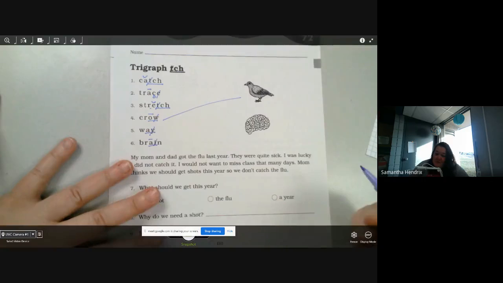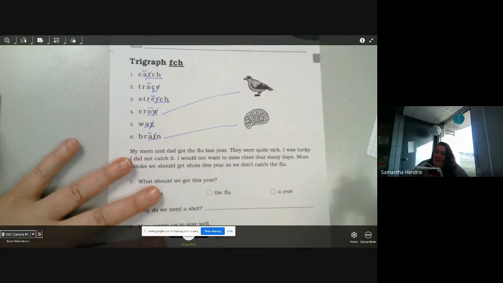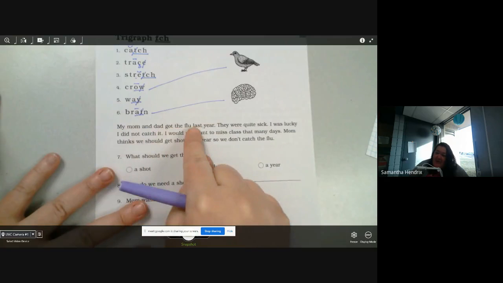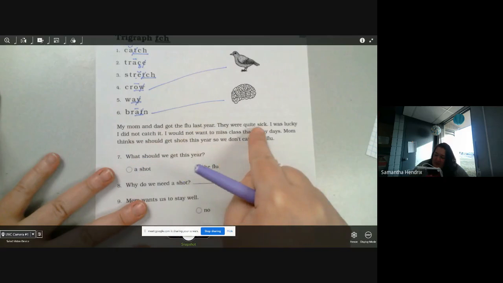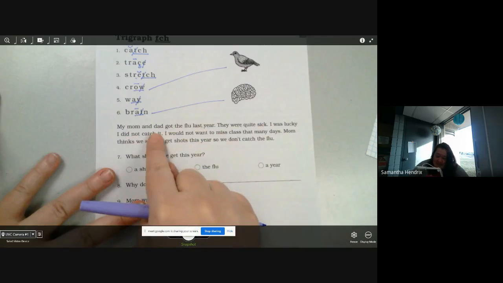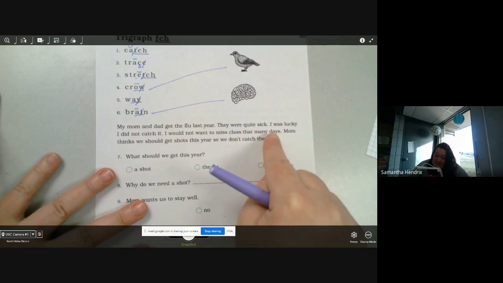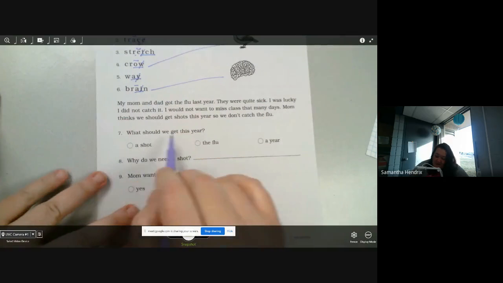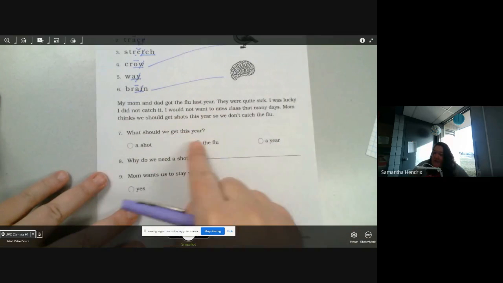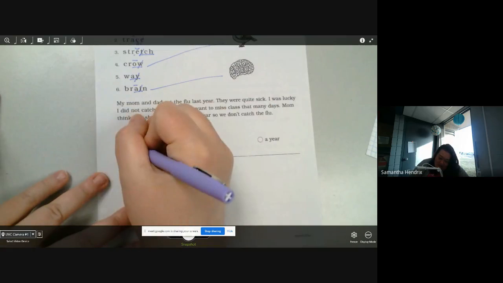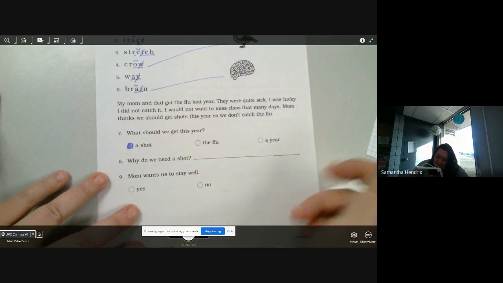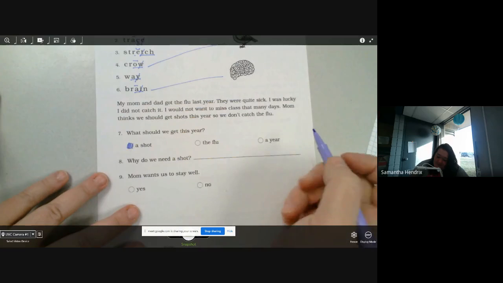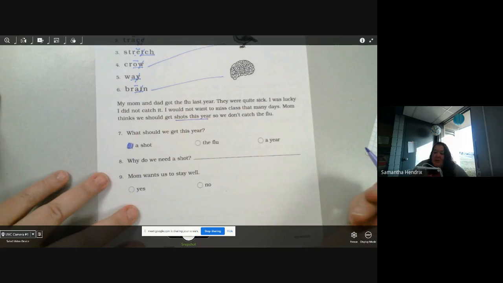And then we have, remember A-I? When two vowels go a walking, the first one does the talking. Brain. My mom and dad got the flu last year. They were quite sick. I was lucky I did not catch it. I would not want to miss class that many days. Mom thinks we should get shots this year so we don't catch the flu. What should we get this year? A shot, the flu, or a year? You should get the shot.